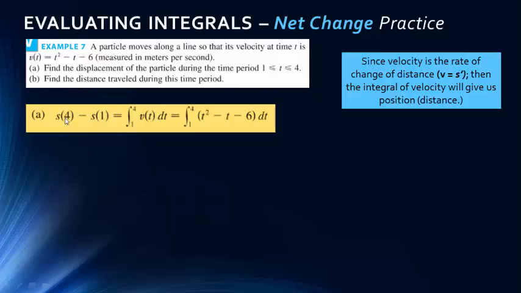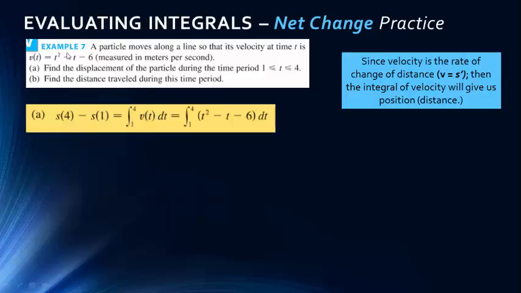Okay, so its position at 4 minus its position at 1, because we're looking at the displacement between 1 and 4. So between 1 and 4, where did the particle go and end up? Displacement is the integral of velocity. So we take the integral of velocity from 1 to 4.